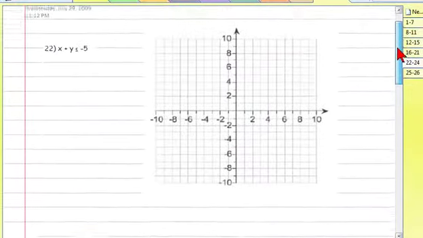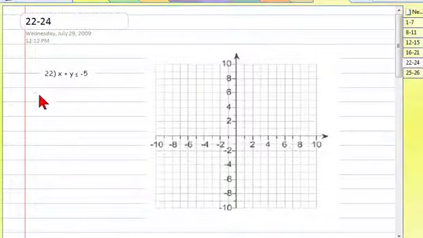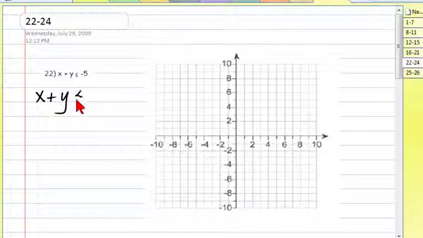We now have, on the review, I think we have 3 inequalities to graph. There won't be 3 of them on the test. This is significantly longer than the test. All right, number 22. It asks us to graph x plus y is less than or equal to -5.